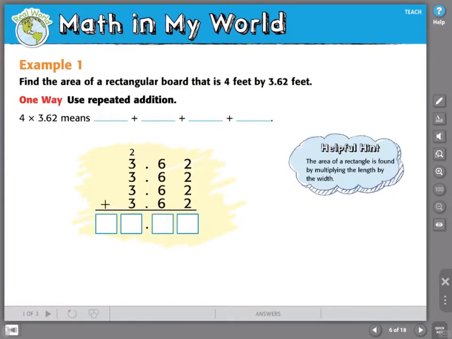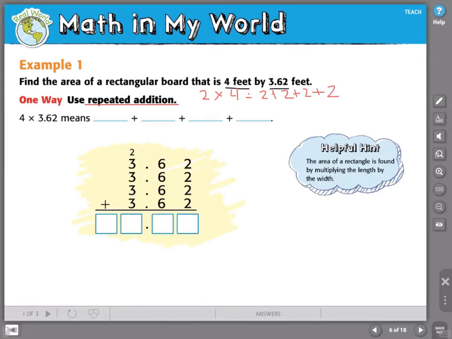In our first example, we are asked to find the area of a rectangular board that is 4 feet by 3 62/100 feet. One way we could find this answer is with repeated addition. We know that multiplication is repeated addition. For example, 2 times 4 is the same as 2 plus 2 plus 2 plus 2.